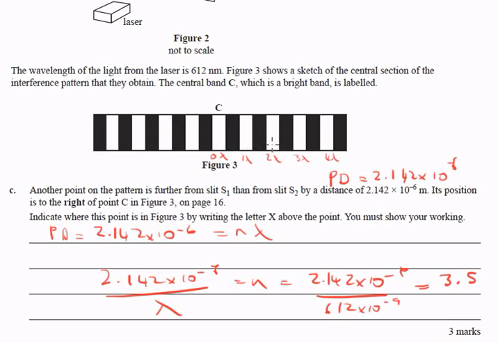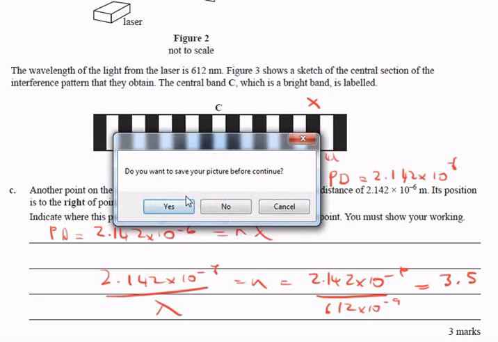So that's 0, 1, 2, 3. 3.5 is this guy here. So we've got to put an X above it. That's what they've asked us to do. And the last question in this set.